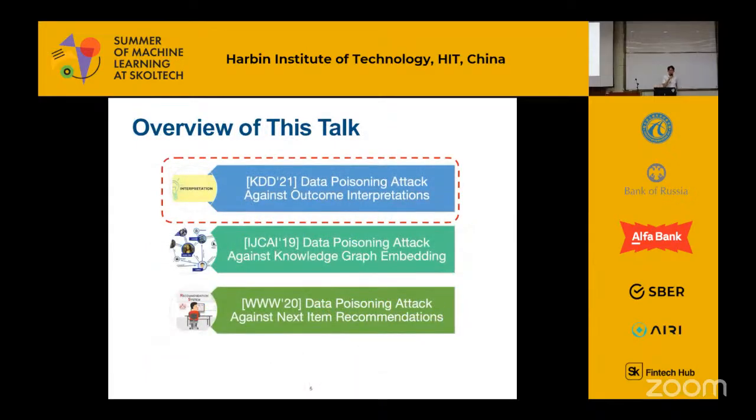This is the overview of this talk. First, let me talk about the first one, which was published at KDD 2021. It is called data poisoning attack against outcome interpretations. Let's get started.